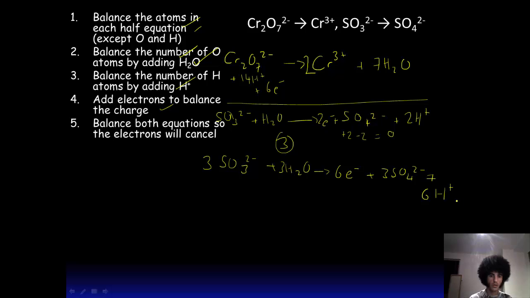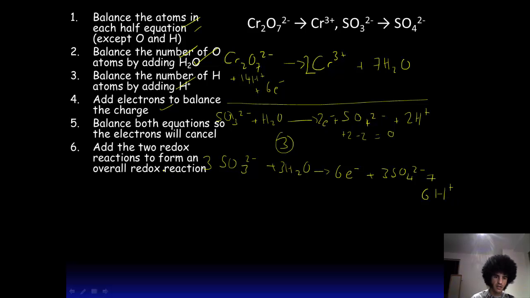Alright? Now, let's bring them all together. So, this is where room might be at a premium. I'm going to start with the first equation here, and let's just string it out. So I've got Cr2O7 2 minus plus 14H plus 6e minus.